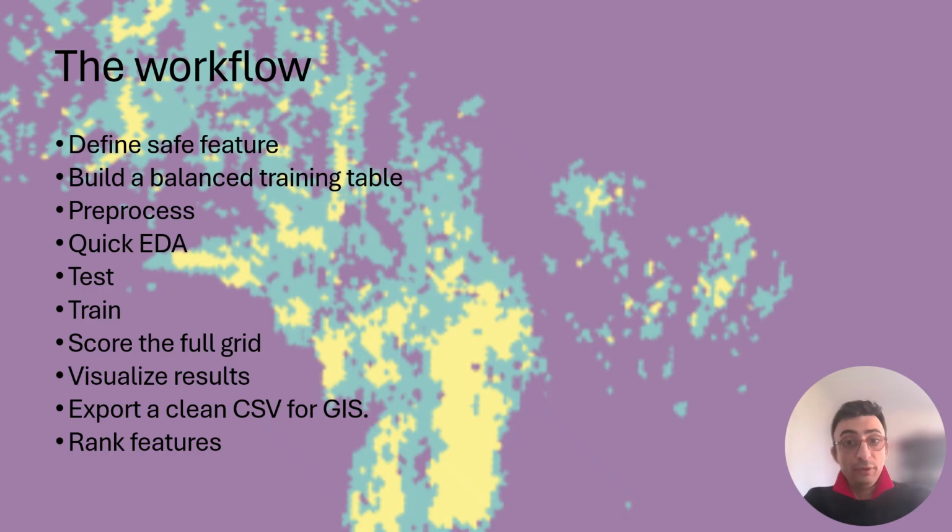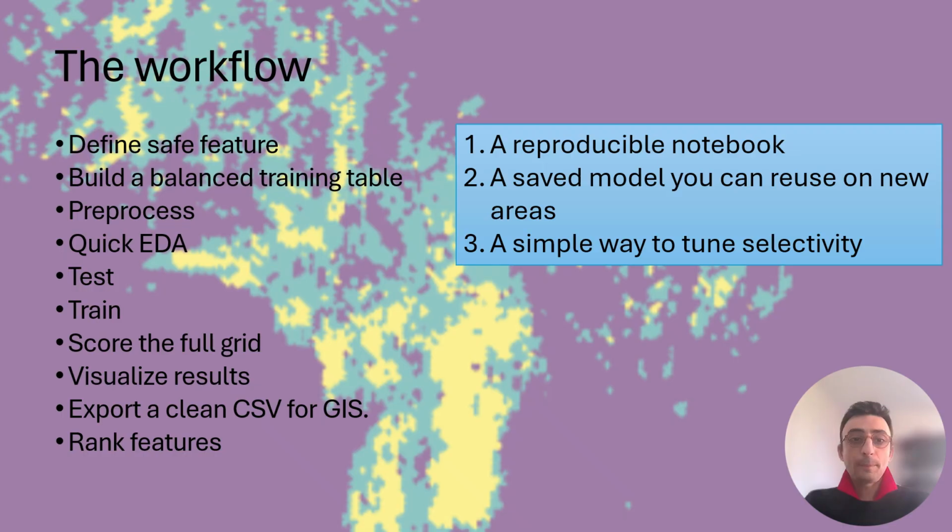Test and score a few models on a hold-out split to pick a winner. Then train the chosen model on the full balanced set and save it. Score the full grid to get per-cell probability. Visualize results at low, medium, and high. And finally export the clean CSV for GIS. And optionally, you can rank features to see what drives the model.